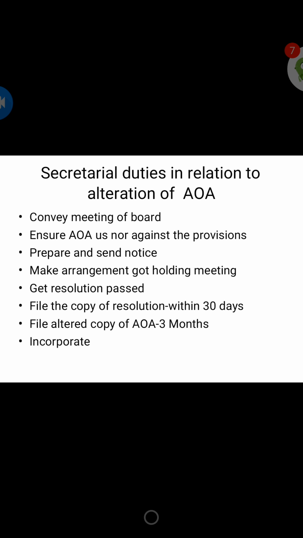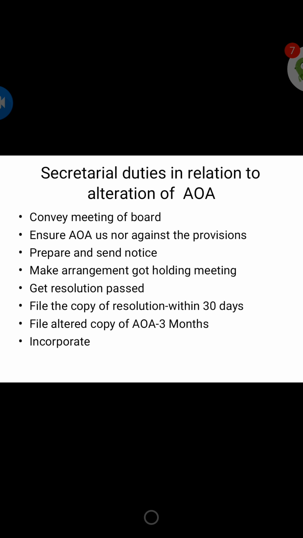The next is secretarial duties for alteration of articles. So what is the duty of the secretary here? The secretary is going to convene the board meeting. Before you convene the general meeting, you have to conduct the board meeting, and in this board meeting you are going to fix the date, time, place and agenda of the general meeting.